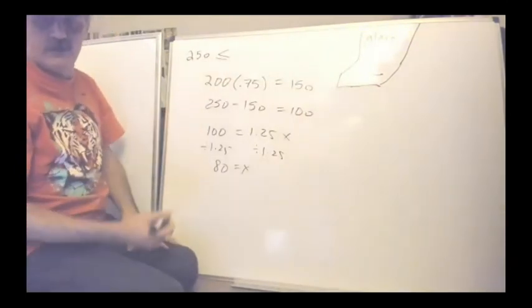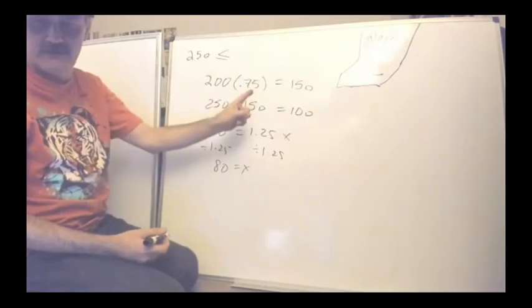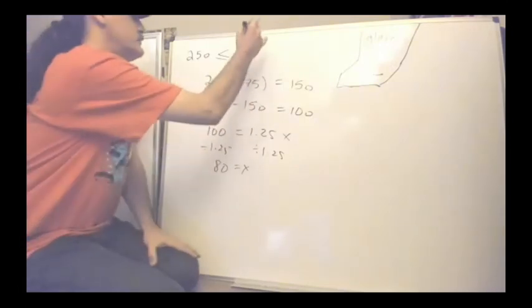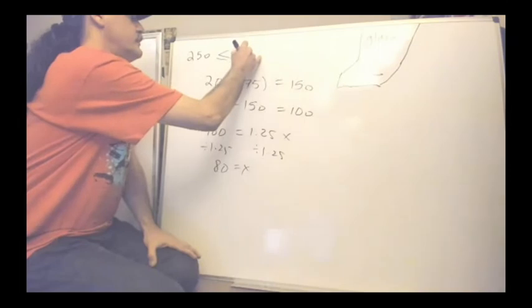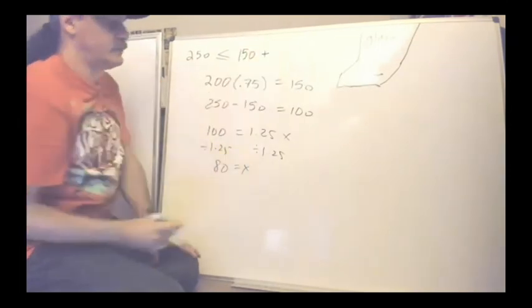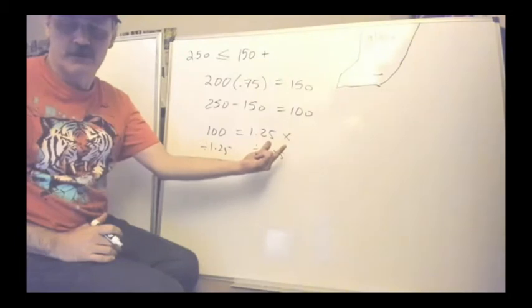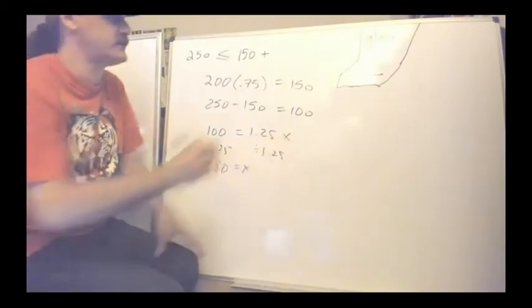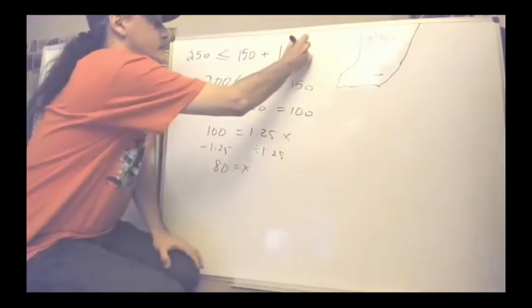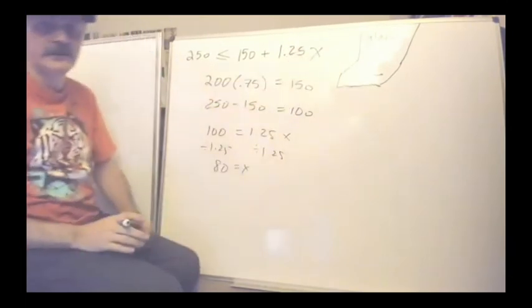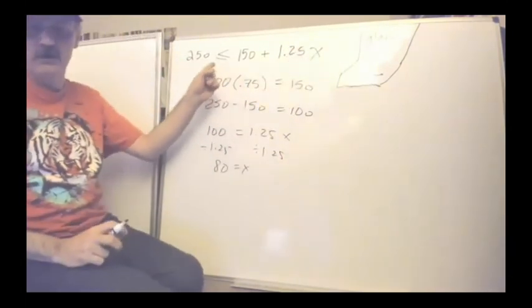All right, so where are we getting our money? We're getting our money from this. Okay, so then we would put 150 here, plus the money that we're going to raise, which would come from 1.25 times however many non-sophomores. And so this would be the actual inequality that you're solving.